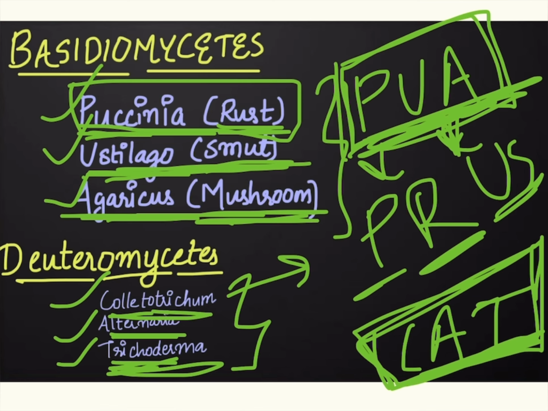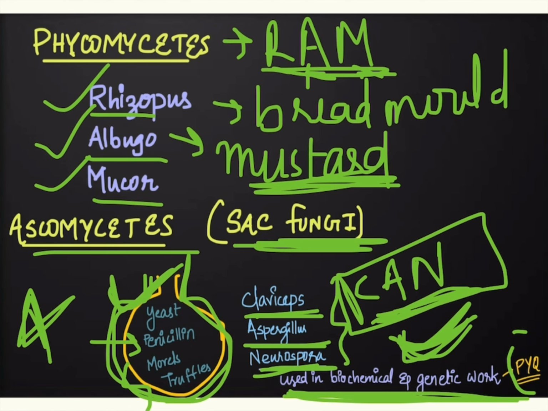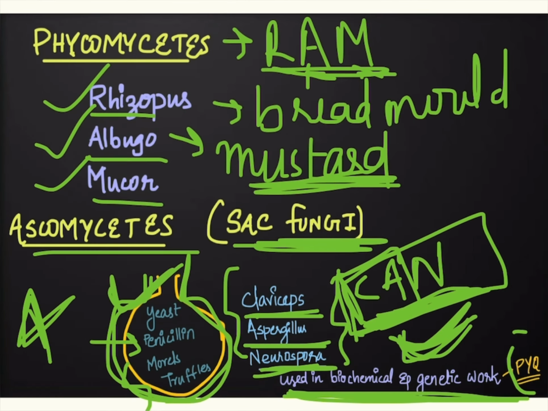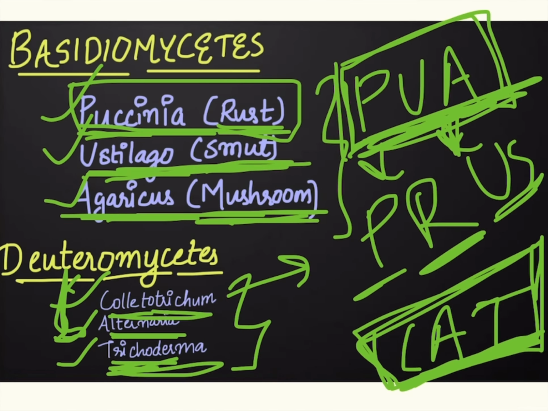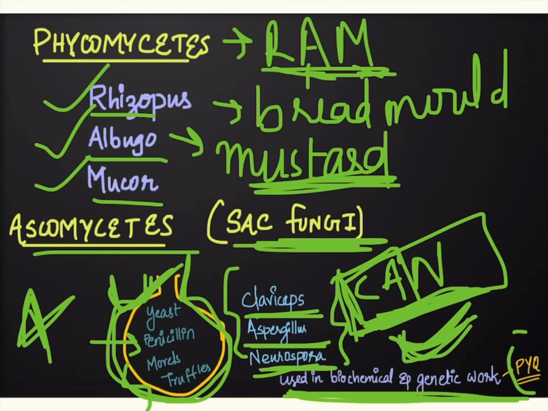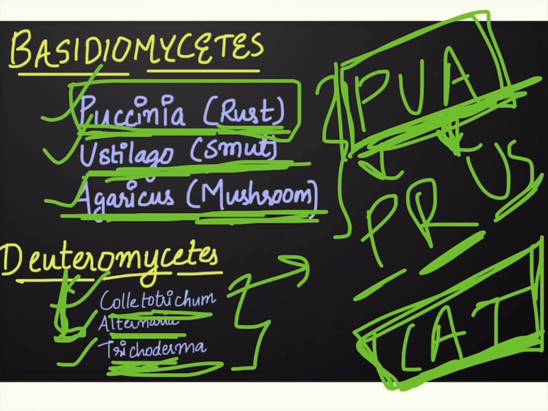And we are saying this collector, alternate collector trick; in the Ascomycetes there is also CA, like CAN. In this, Claviceps and Aspergillus are present. In Deuteromycetes, collector and alternate collector is present, that is Colletotrichum, Alternaria. So CA is also present in the Ascomycetes: C for Claviceps and A for Aspergillus.